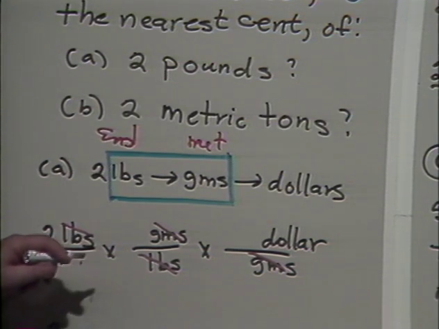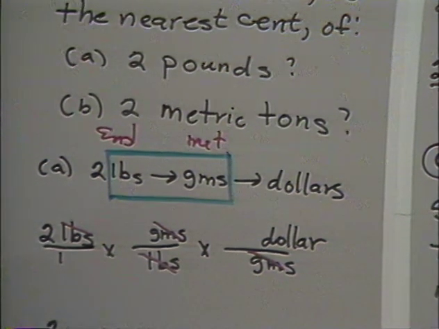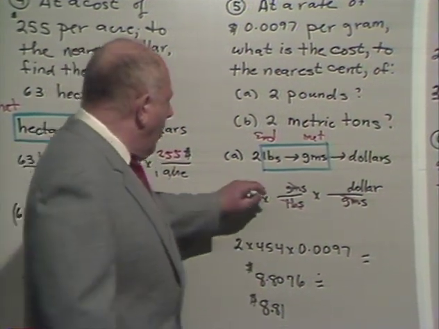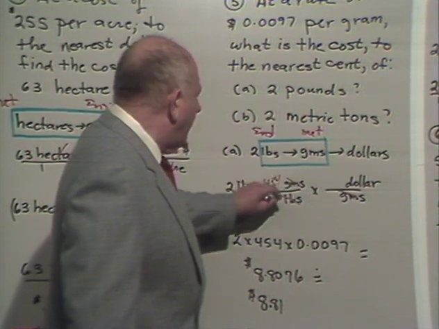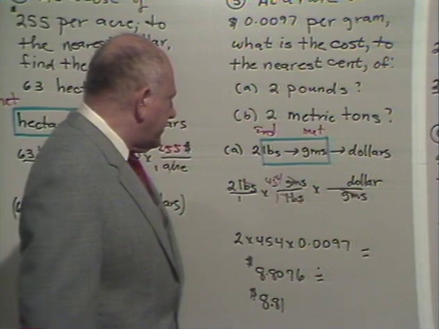Now I fill in the missing numbers. What's the relationship between grams and pounds? That's one of the ones I told you to memorize, or to look up. 454 grams to 1 pound. No more thinking now. Once I know that, the 454 is modifying grams, the 1 is modifying pounds. So I just put that in here.